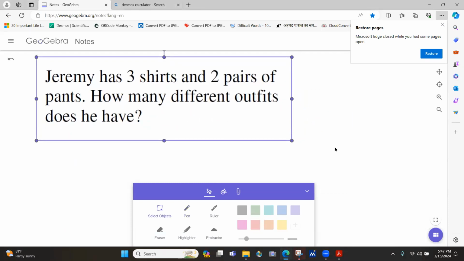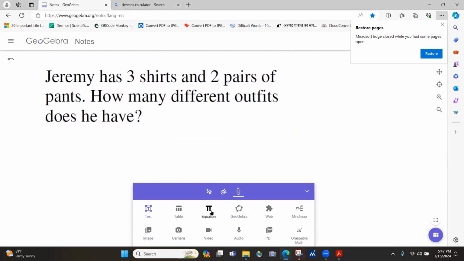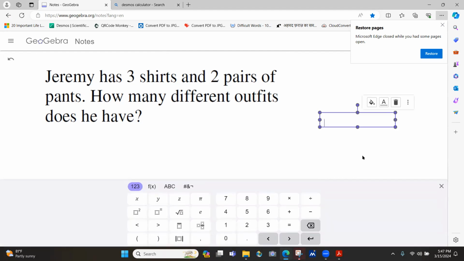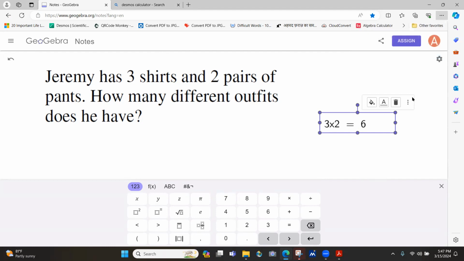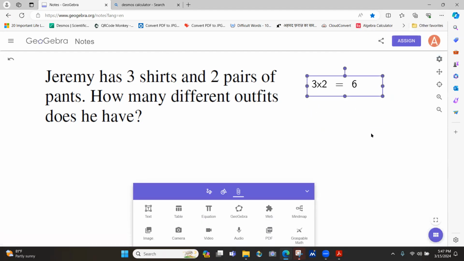Well, according to fundamental counting principle, it's this 3. How many ways he can choose a shirt? 3 times how many ways he can choose a pair of pants? 3 times 2, 6. Done. Right? That's fairly straightforward. And this is fundamental counting principle. And you can see it in a variety of contexts. I'm going to give you one more example.